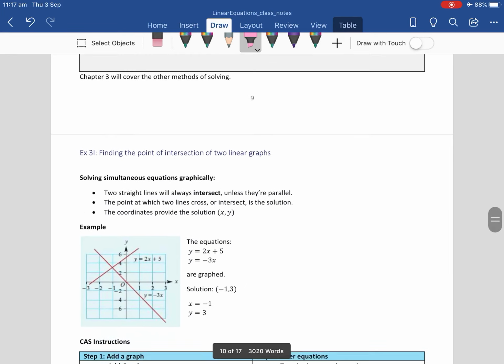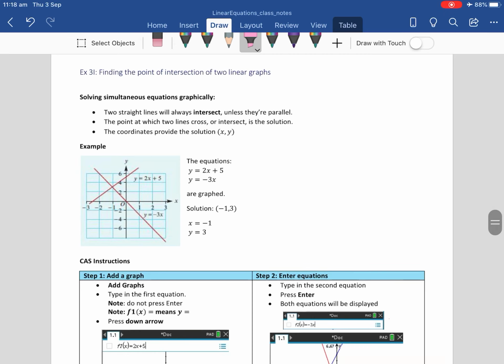Alright, so moving on to 3i. So this chapter is about finding the point of intersection of two linear graphs. So where do they intersect? Like I said before, to solve the two equations, you need to find where they intersect. Graphically means that if you graph your two lines, you can find that intersection. So there's not really a whole lot of algebra or maths. It's literally just graphing, and then you should be able to see the intersection. So the point at which two lines cross or intersect is the solution. And to provide the solution, you have to give the coordinates, which is that x, y in the brackets.